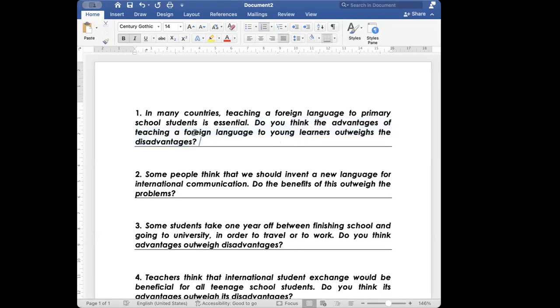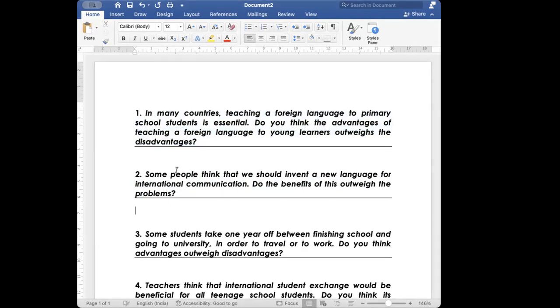So here, this is the first essay I discussed, actually 10 days back. So I'll be touching on the introduction, writing of this advantages, disadvantages essay. I'll be teaching from this essay, which is there in front of you. Some people think that we should invent a new language for international communication. So what is the meaning of inventing a new language for international communication?